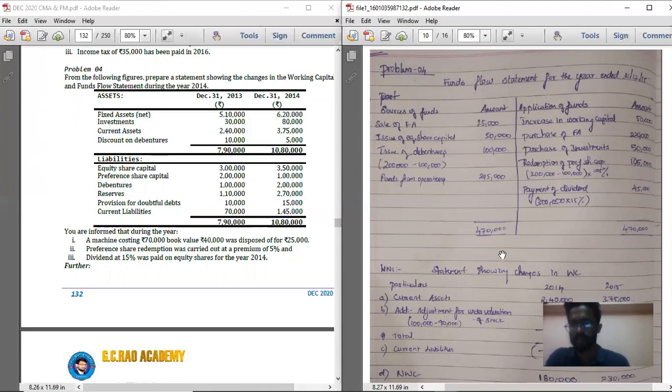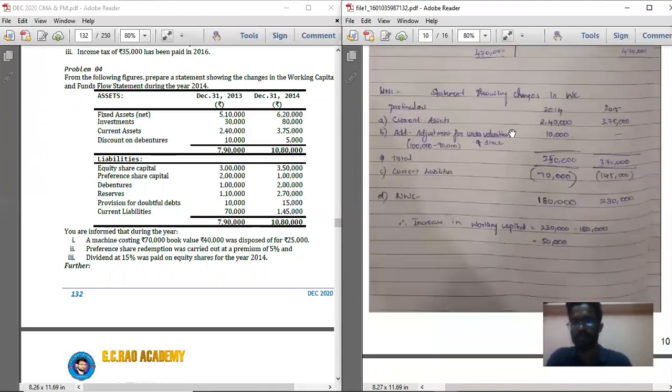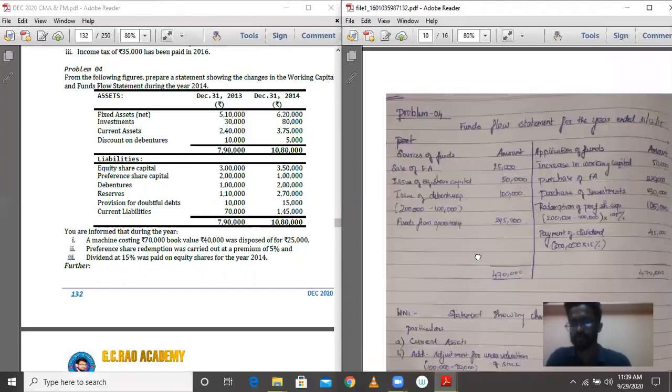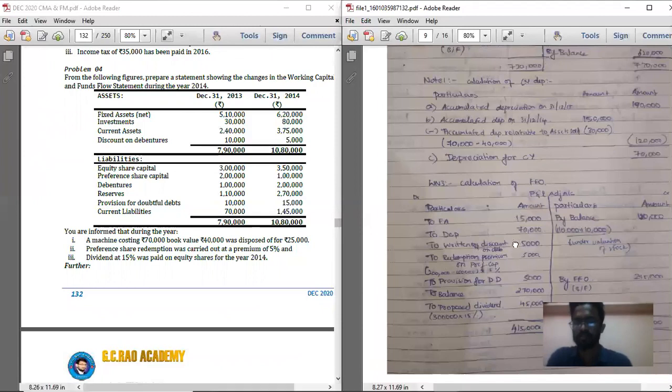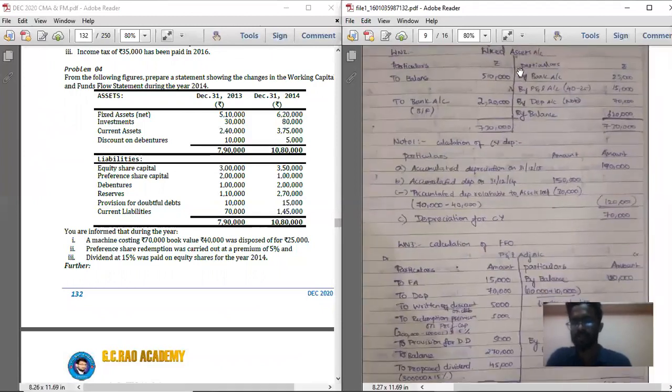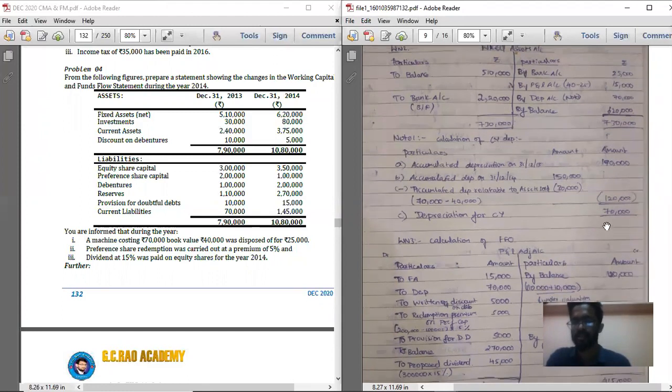This is the fund flow statement. Total is 4,70,000, 4,70,000. Working note 1, changes in working capital 50,000. Then fixed asset account, working note number 2. You should calculate what is the fixed asset account by calculating note number 1, that is current year depreciation. So current year depreciation 70,000.